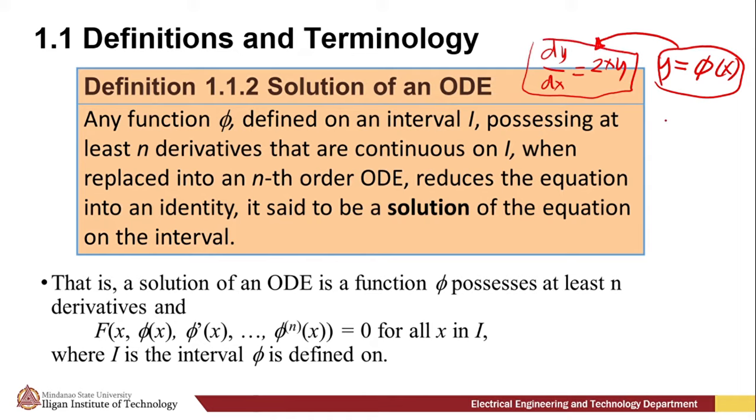So what we need here, we have to find dy over dx. So that is the derivative of phi of x with respect to x. So substitute lang natin ito dito sa ating differential equation. Then if the left hand side and the right hand side of the equation equate, then the function y equals phi of x is a solution for the given differential equation.